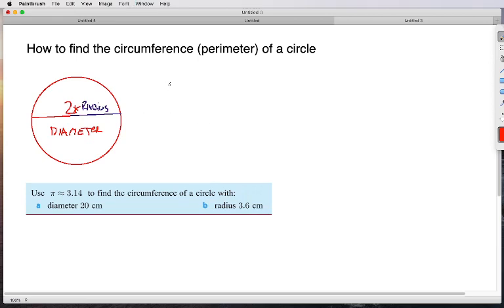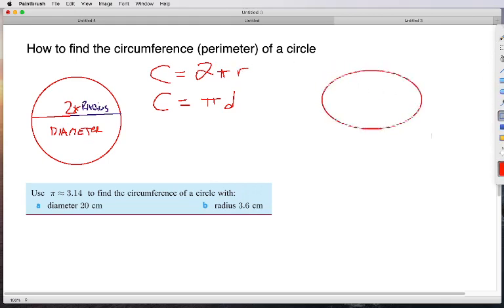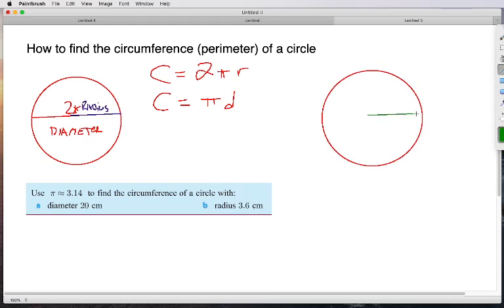So how do we measure circumference? Well, we have this formula, which is circumference is equal to 2 pi r, or circumference is equal to pi times d. Now, let's just take a look at what this radius is. If I were to draw a circle and create a line through the circle here, we could take this radius, the measurement, and we could try and lay this radius around the circle.